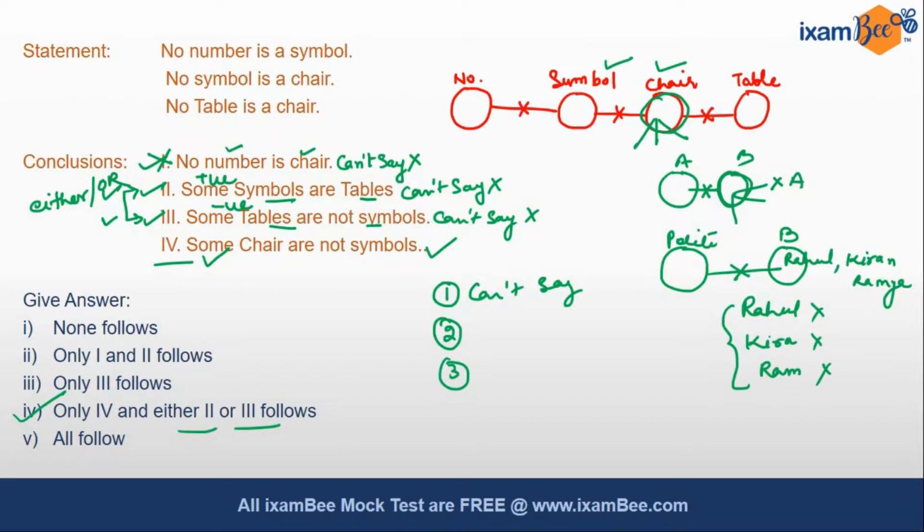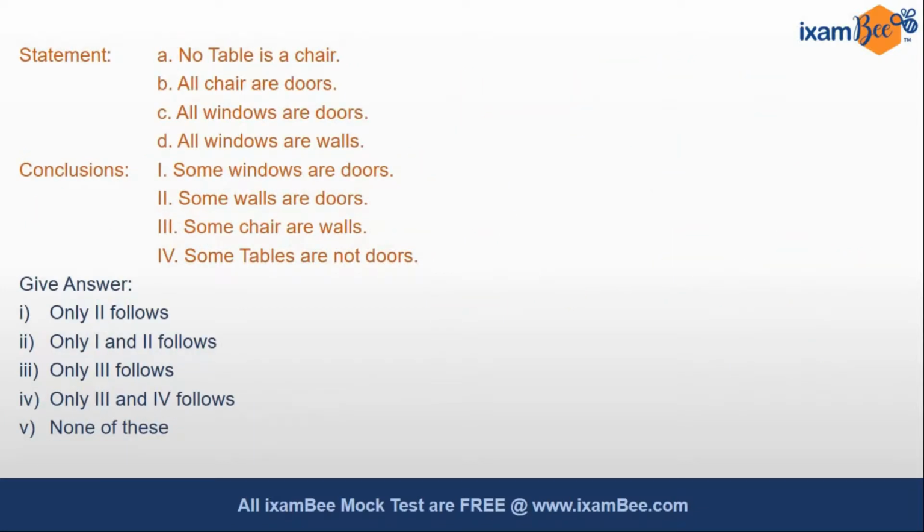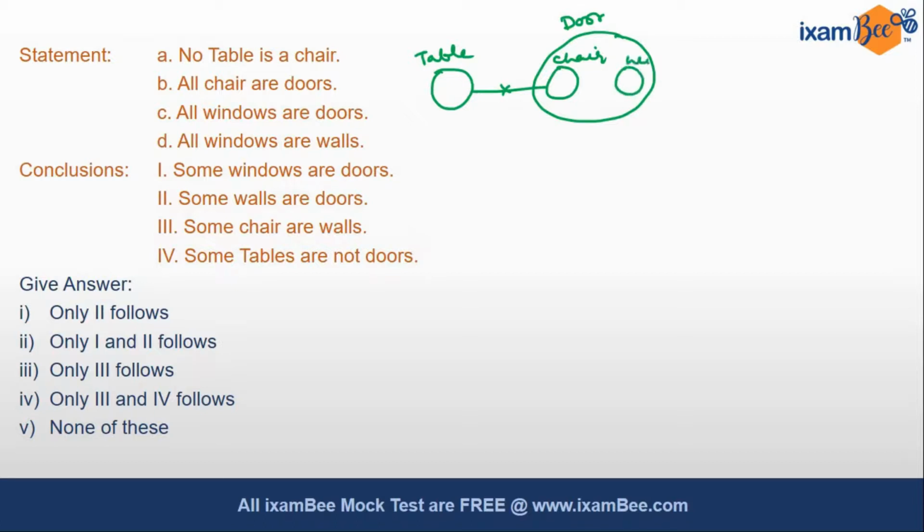Let's see some other example. According to statement number A, no table is a chair. So here is a table and this is not chair. Statement number B says all chairs are doors. So here we denoted something like this. All chairs come under door. Statement number C says all windows are doors. So definitely all windows also come under door. Statement number D says all windows are walls. So something like this, we draw the diagram.